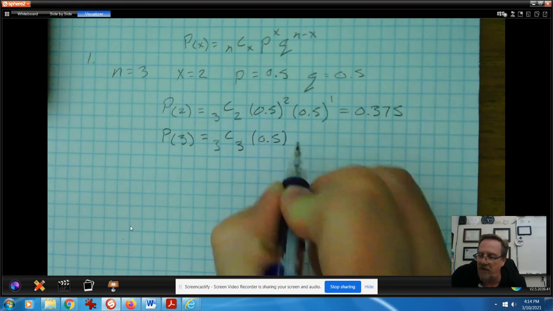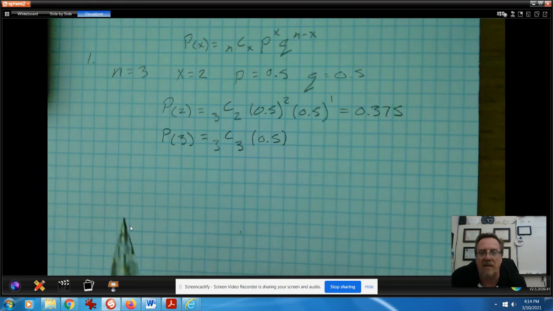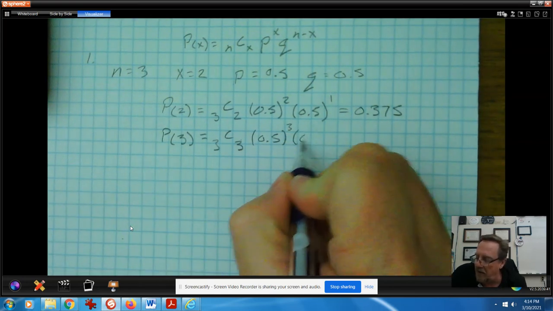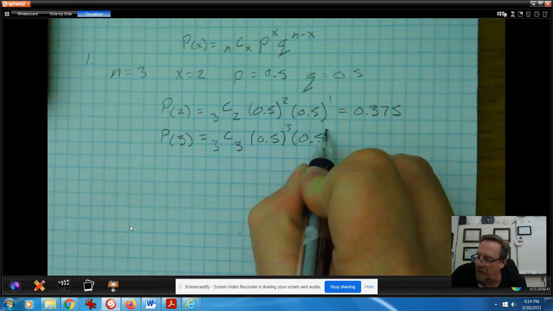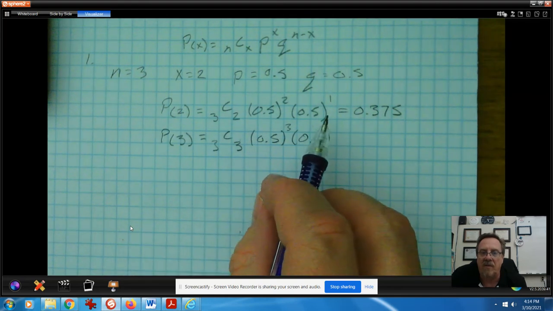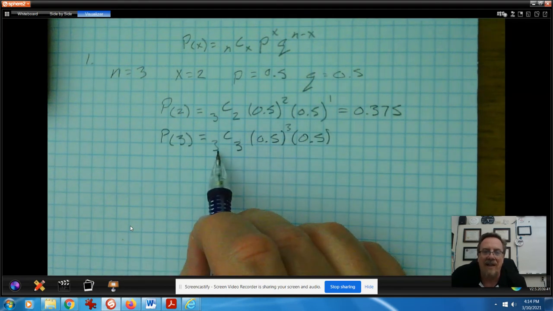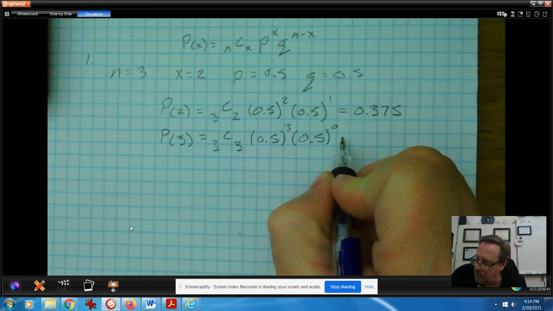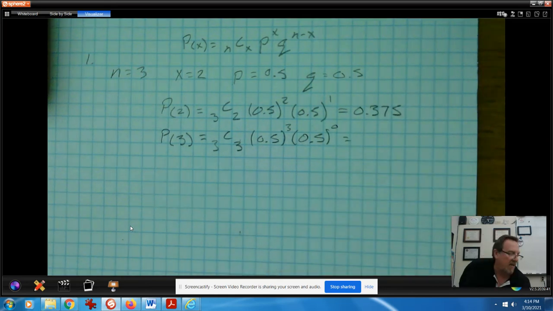The chances of them being a girl doesn't change. That is, P stays the same at 0.5, but X now is 3. We're looking for 3 girls, so we raise it to the third power. And the probability that they're not a girl is still 0.5, but now we're not going to have it to the first power, but to the n minus x, that's to the 0 power. And we figure out what that is.